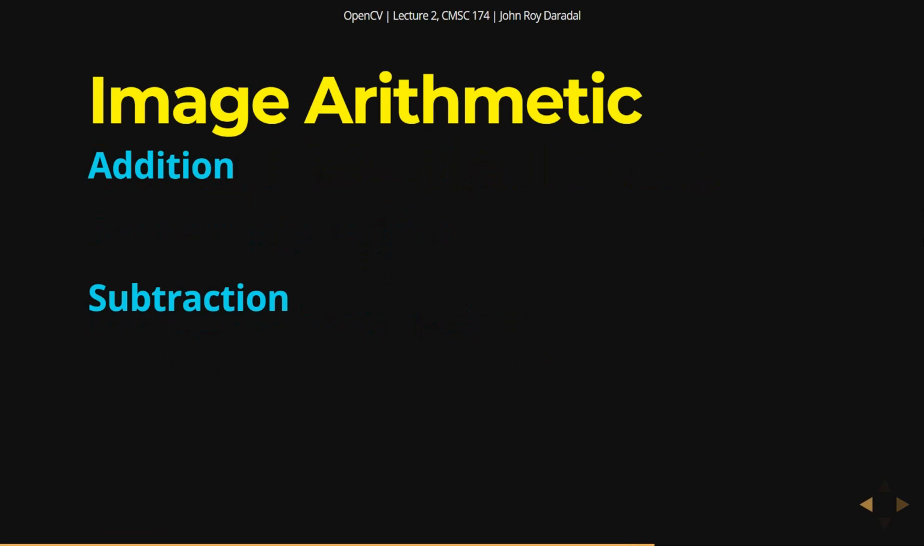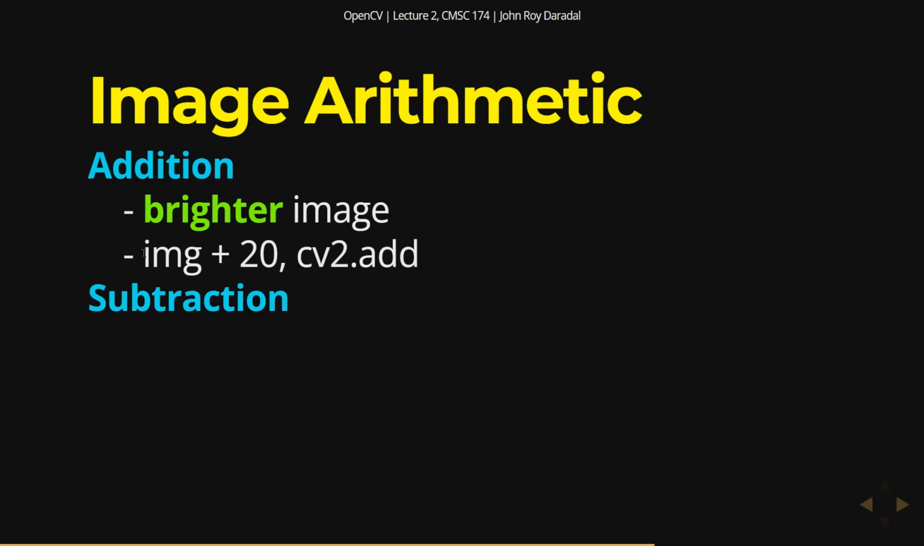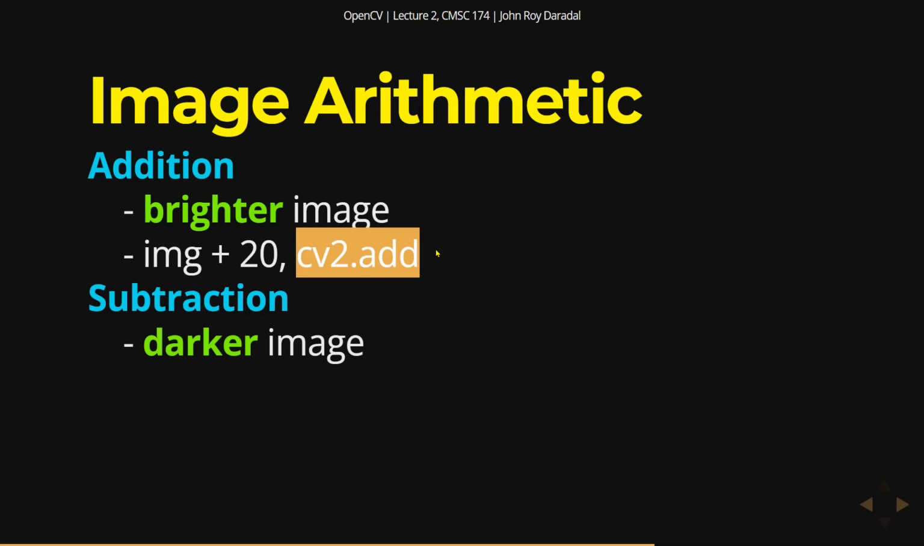Now let's see some image arithmetic capabilities of OpenCV as well. You can do addition. What will addition do to your image? You want to do addition if you want a brighter image, because remember that pixel values are brightness values. If you increase the image pixel brightness, then you'll use addition, right? So it will become brighter. If you do something like image plus 20, then it will be 20 levels brighter than your original one. Or you can also use cv2.add, adding two matrices together.